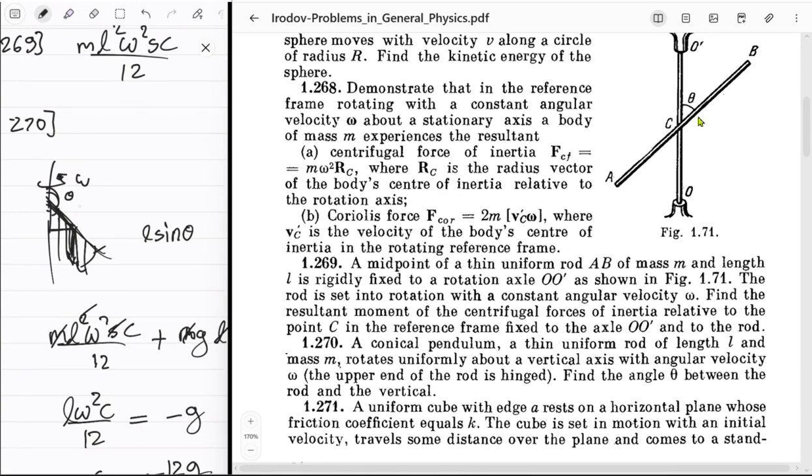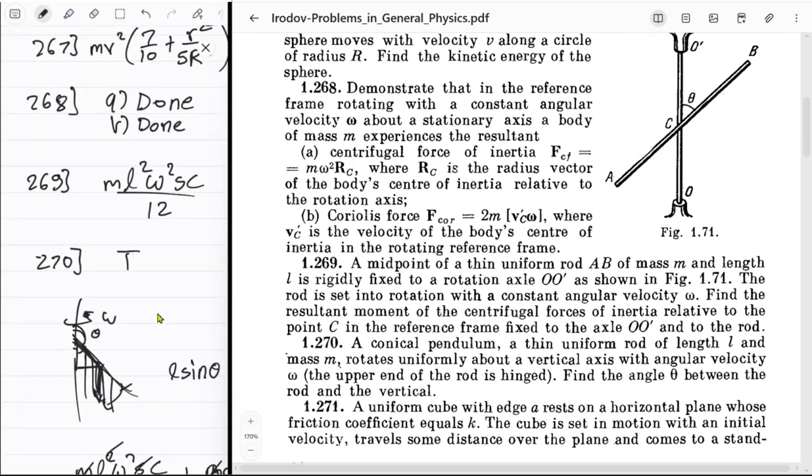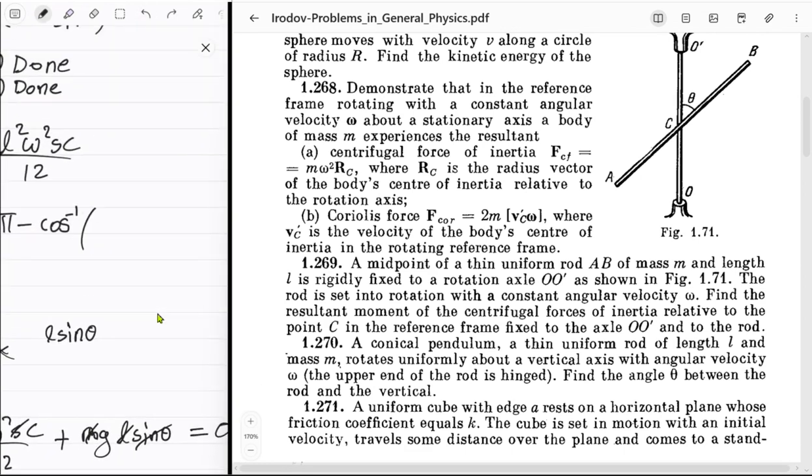What do you want? You want the acute angle or something? The upper end of the rod is hinged. Find the angle theta between the rod and which vertical? Is it the upward vertical or downward vertical? Both are vertical in the end. I think they mean this vertical. So of course, in that case, this is this angle. So it's pi minus cosine inverse of all of this, 12g upon omega square L.